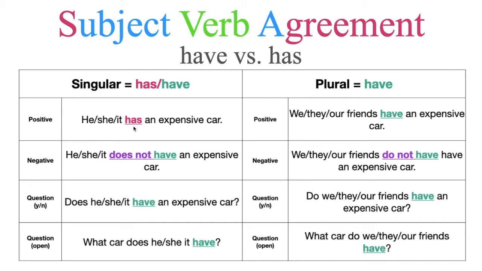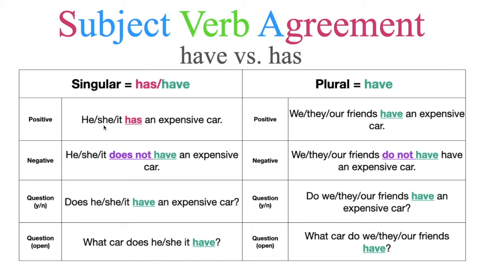Now it gets difficult. When we make the negative sentence, we need to use have and the word does. He, she, it does not have an expensive car. If we're making a yes or no question, does she have an expensive car? Or an open question, what car does she have? Again, we're using the have. We only use have for a positive question using he, she, or it. Yes, I know, this is confusing.